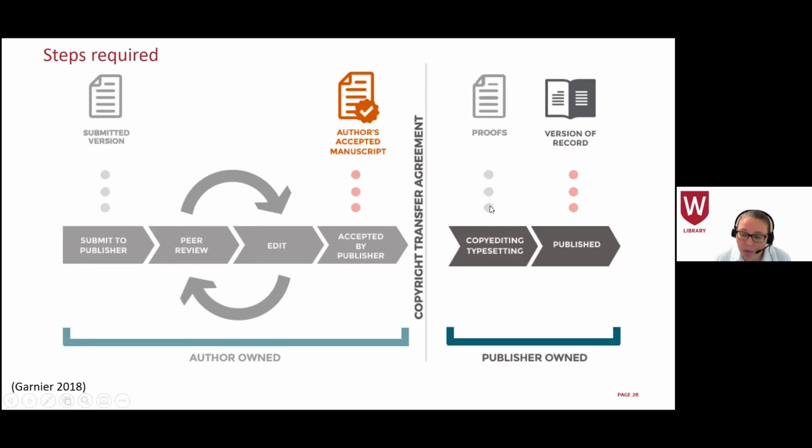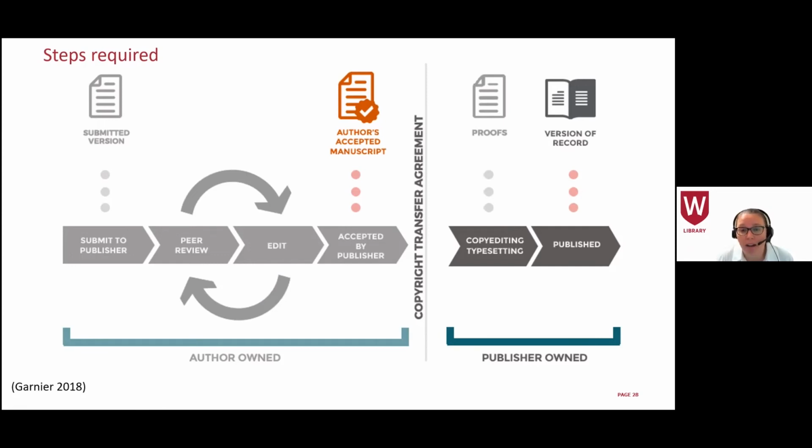You then have the proof, and then the final version is called the version of record. So that's like the PDF version that you would see on the publisher's website. Once you've crossed that middle period, you can't go backwards. And for the publishers, it's really not in their financial interest to give you the accepted manuscript version.